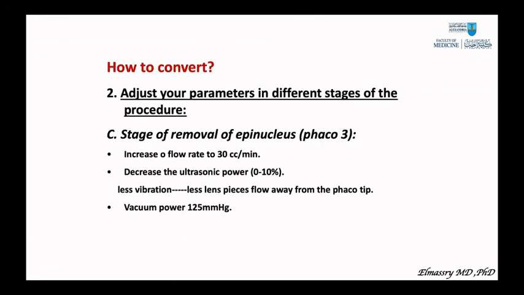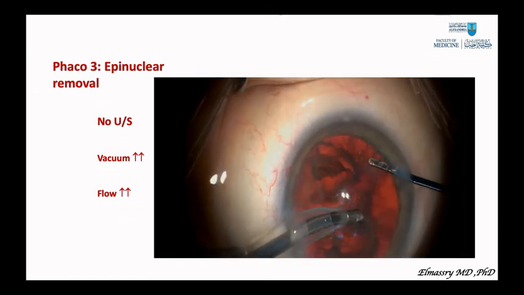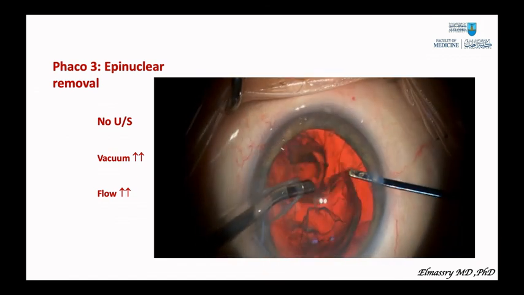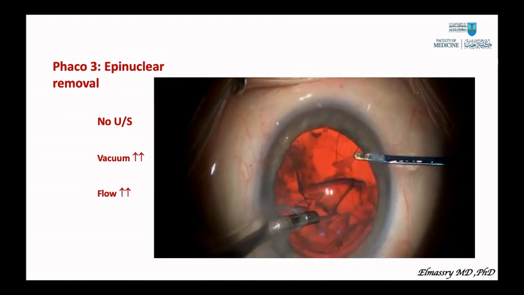The stage 3, or the removal of the epinucleus, or phaco 3, where you don't have any ultrasound, with high flow rate and vacuum about 125. Here is no ultrasound. You remove the epinucleus, high vacuum and high flow, so you remove the whole epinucleus and only you have the lens matter behind.